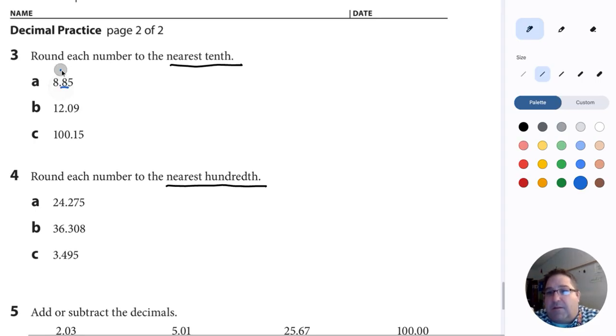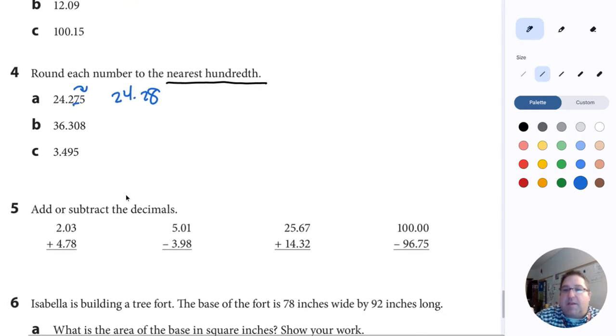Start in the 10th spot, look next door. I see a 5. 5 is going to make that 8 go up to an 8, so 8.9, okay? Nothing really crazy here. Here's 100th, 10th, 100th. We see a 7, 5 behind it. What's the 5 going to tell 7 to do? Go up to an 8. So 24.28, 24 and 28 hundredths. Yep, nothing crazy.